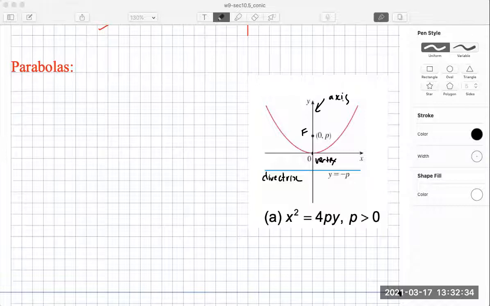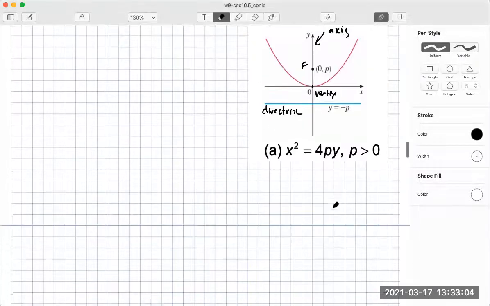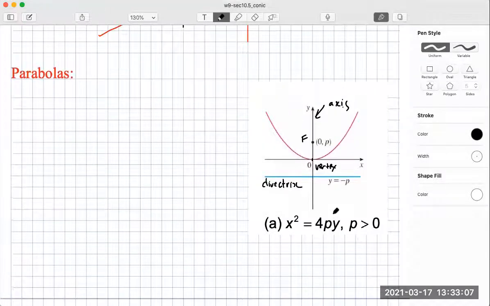So these are all the information we need to know about a parabola. Thank you, Miles, Jacob. So, and the equation of this parabola is x squared is equal to 4py, right? Here in this case, p is positive. So let us list all the information we need to know about a parabola.